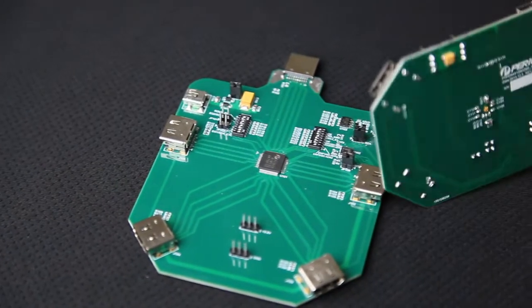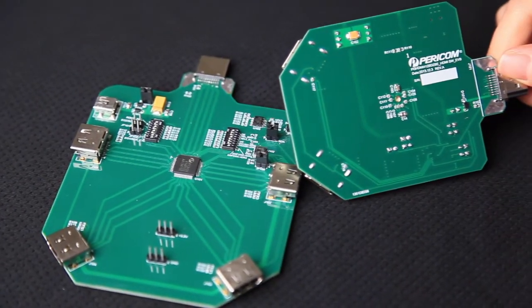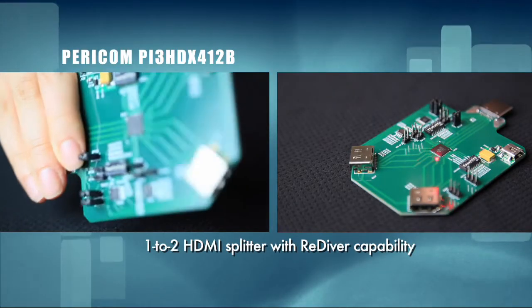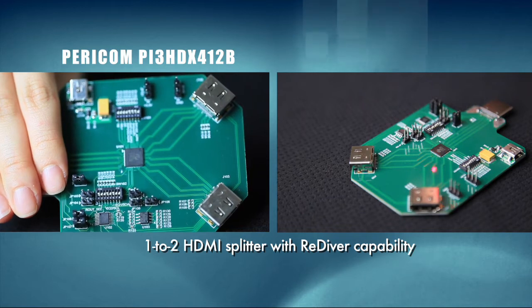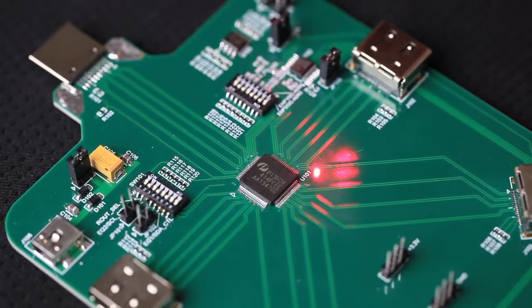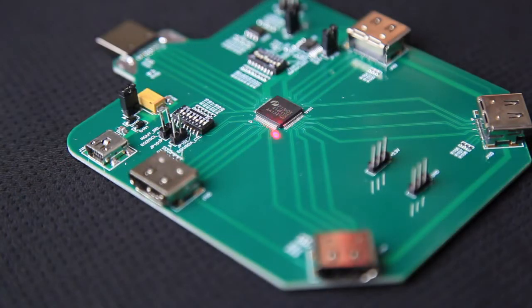Pericom also offers HDMI splitters with ReDriver features. Pericom's PI3HDX412B is a 1:2 HDMI splitter with ReDriver capability. Pericom's PI3HDX414 is a similar splitter with 1:4 capability.